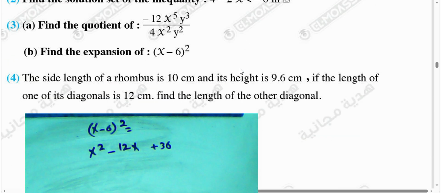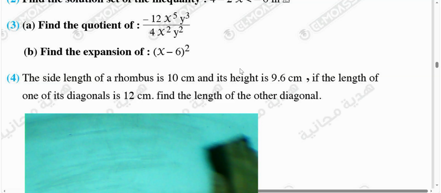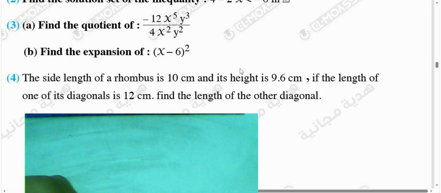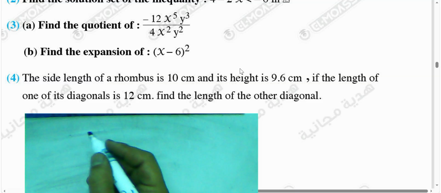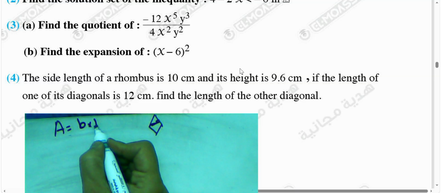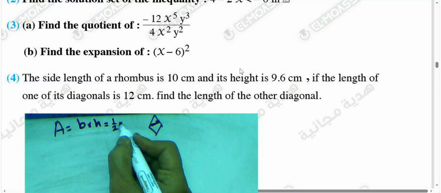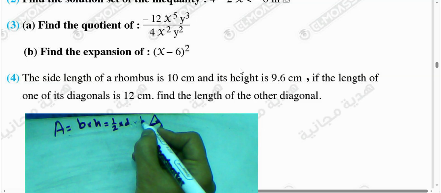Number 4. The side length of a rhombus is 10 centimeters and its height is 9.6 centimeters. If the length of one diagonal is 12 centimeters, find the length of the other diagonal. We know the area of a rhombus. We have a rhombus here like this. The area equals base times the height, and also half times diagonal 1 times diagonal 2.